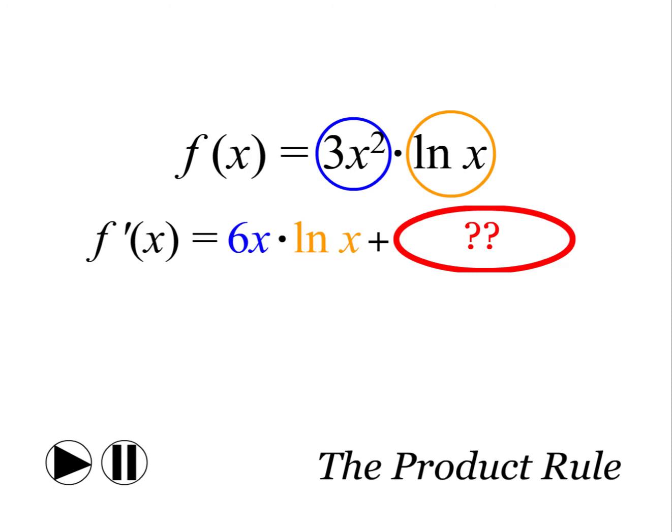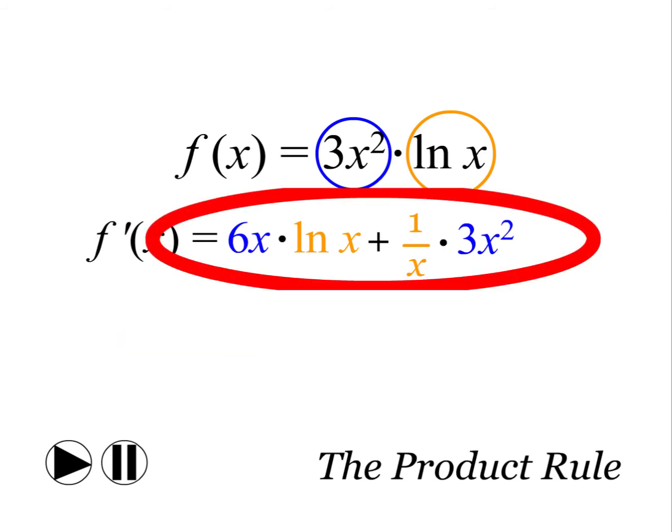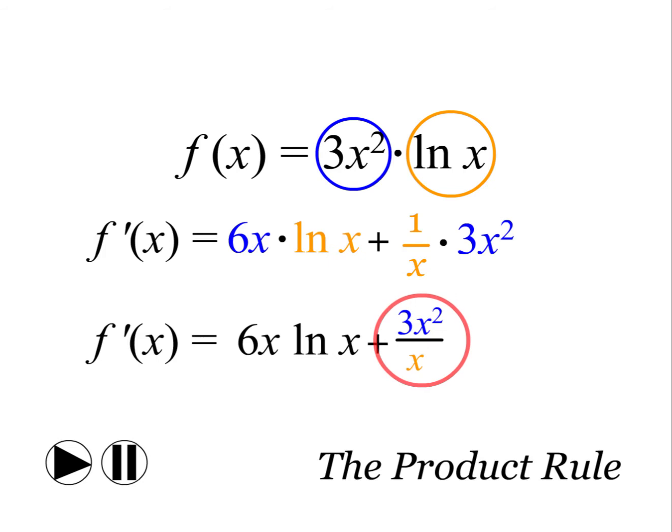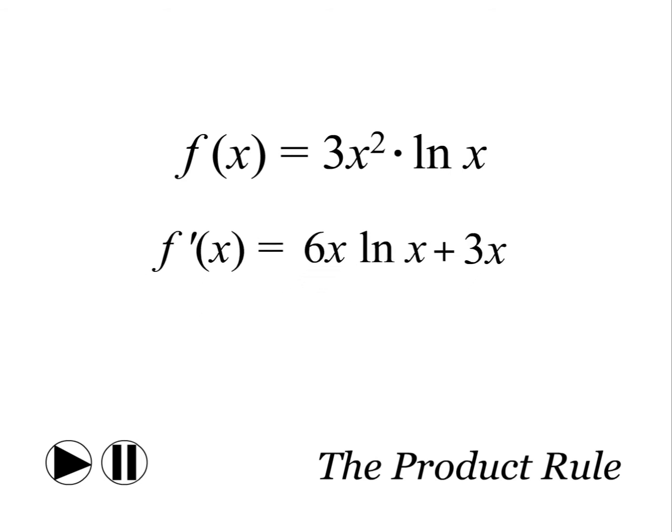The good news is the second term is a lot like the first term. This time, however, we'll take the derivative of the second piece, which will be 1 over x, and we'll multiply by the first piece left alone, which is 3x squared. This entire thing is the derivative. To be extra neat, we should simplify 1 over x times 3x squared to get 3x, and we found the derivative of f using the product rule.